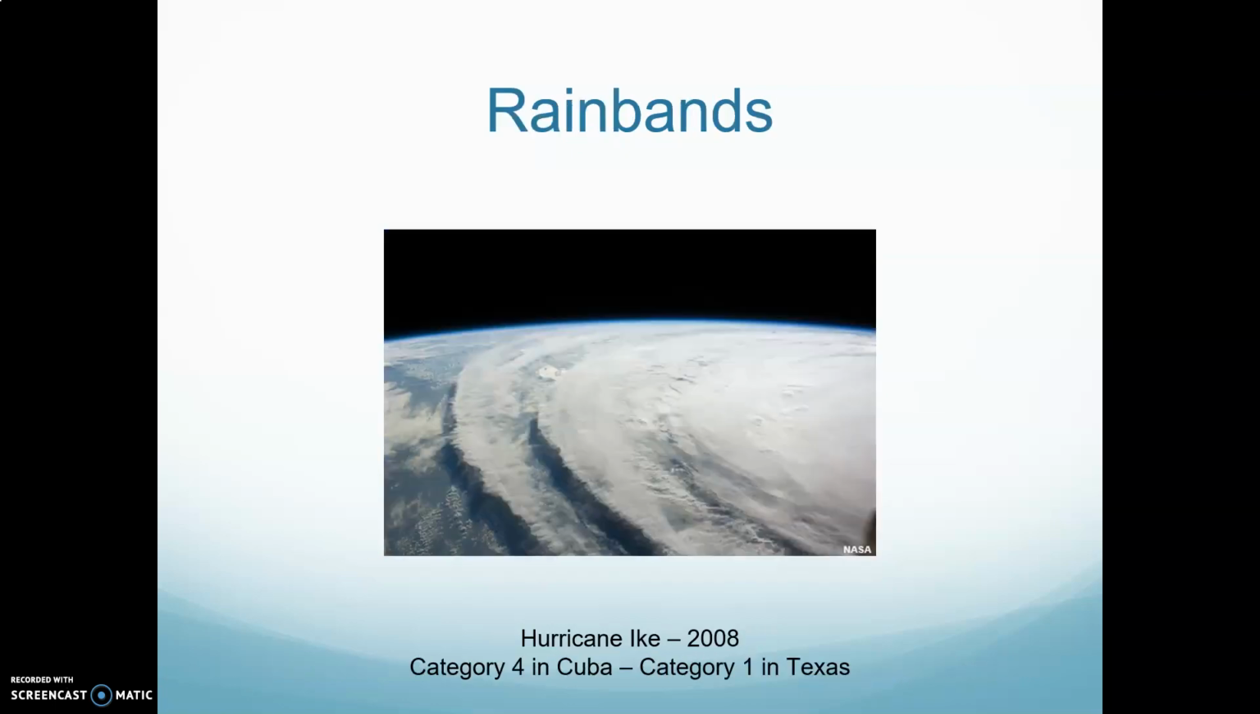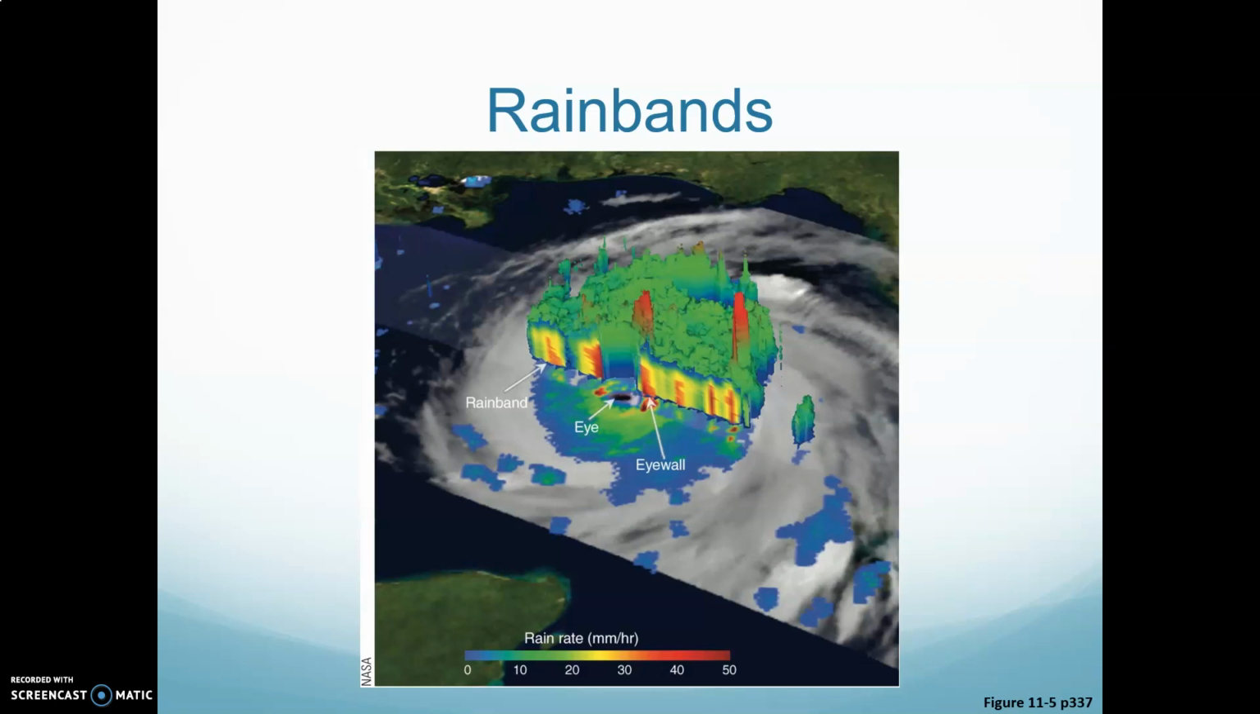Rain bands, very strong areas of intense wind and rainfall. This is Hurricane Ike from 2008. And of course, this is where you get the most intense rain. Here's a three-dimensional radar image. Pretty cool that we can do this now. Pretty awesome technology.